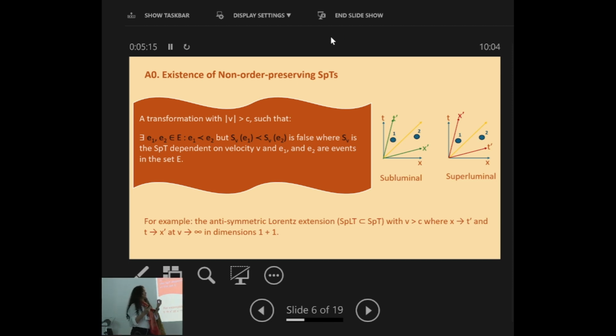Now, if you look at these two event points, 1 and 2, under any subluminal Lorentz transformation, where you can come as close as you can to the speed of light, you will still have the ordering preserved. So 1 will always occur before 2. But under a superluminal Lorentz transformation, you can also have the coordinates swapped, as I said in the beginning. But then the ordering can also change under a superluminal transformation, and 2 can happen before 1. An example of that is, of course, the SPLT, or the superluminal Lorentz transformation. So this is what a non-order-preserving superluminal transformation is.